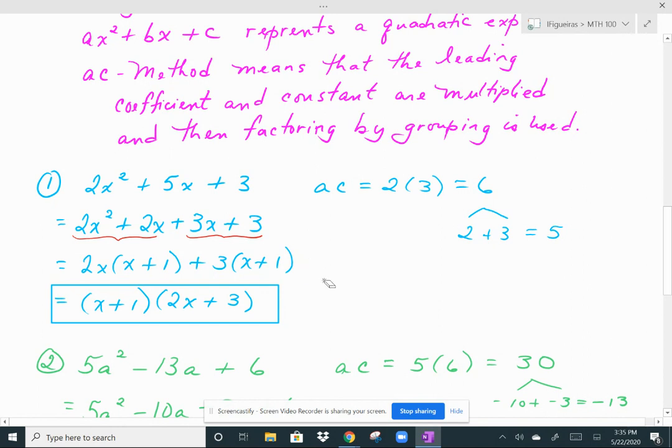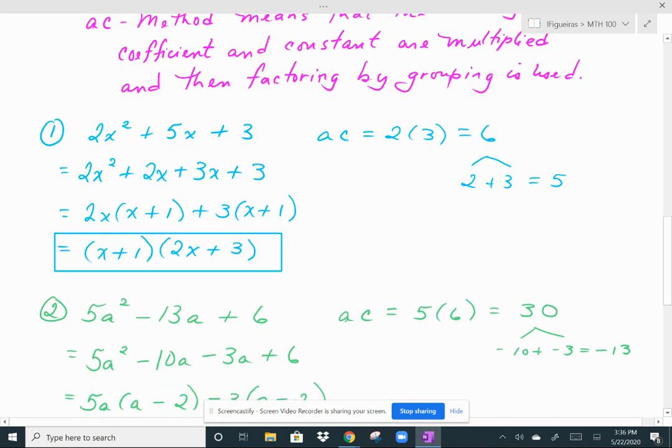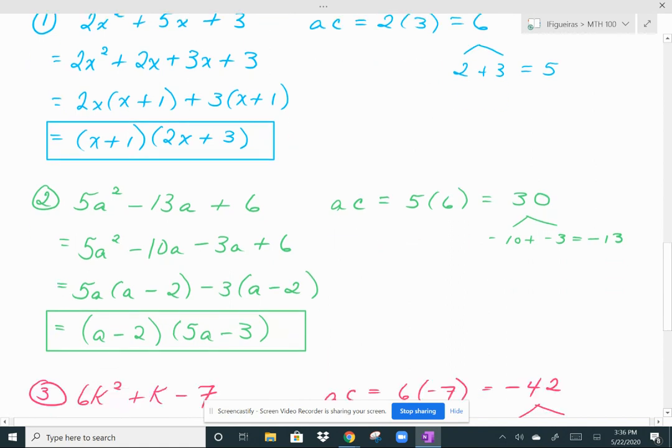So the answer, the binomials in the box, are your factors for the original polynomial. All right, so let's try this again to help you get the hang of this. AC method means I take the 5 and the 6 and I multiply them. That gives me 30. Then I'm looking for two numbers that multiply together to give me 30, but give me a sum of -13. Again, the only way that could happen is if they are both negative. Can't add two positive numbers and get a negative result.